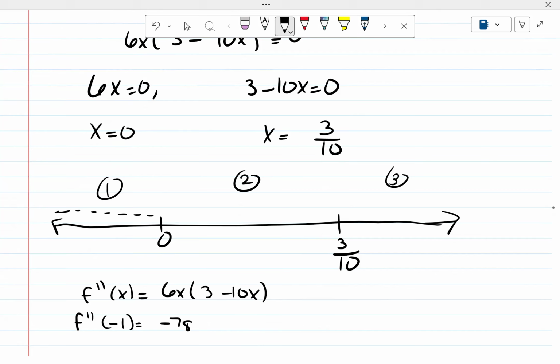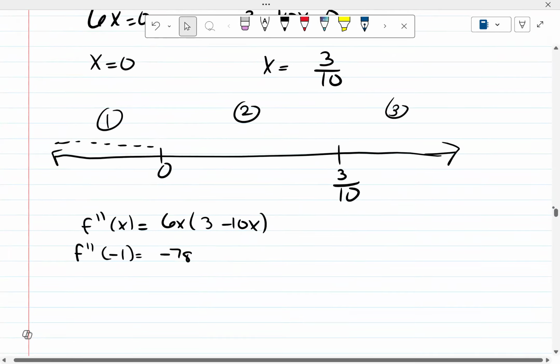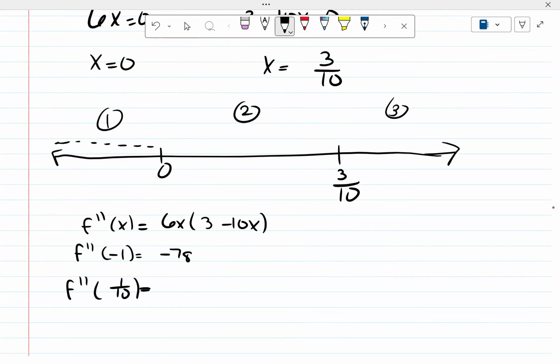Region 2, a number between 0 and 3/10. I'll use 1/10, which is positive. Positive numbers, put a plus. Region 3, any number larger than 3/10. I could have just done 10. That gives me negatives, put a little minus.